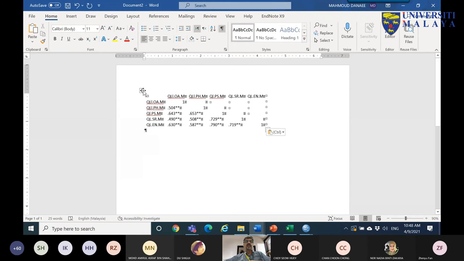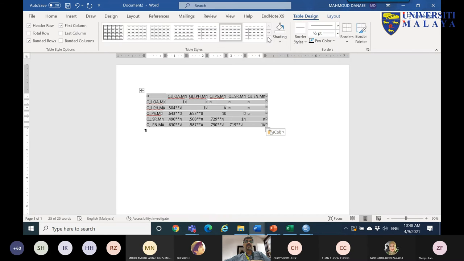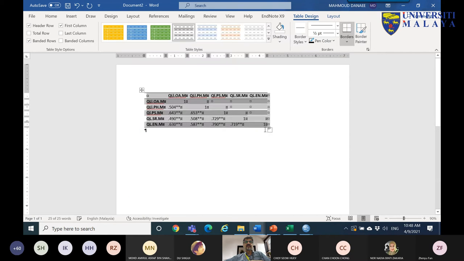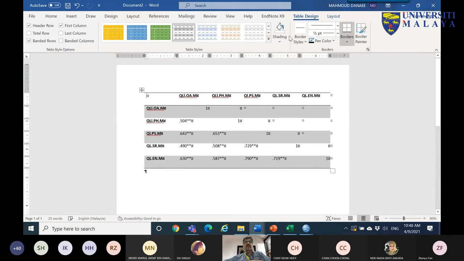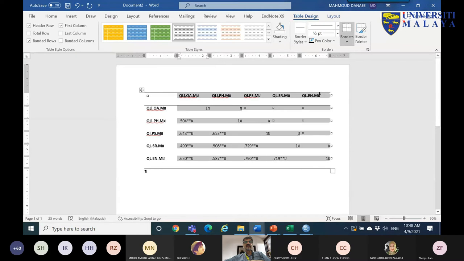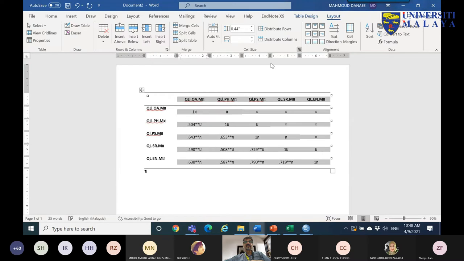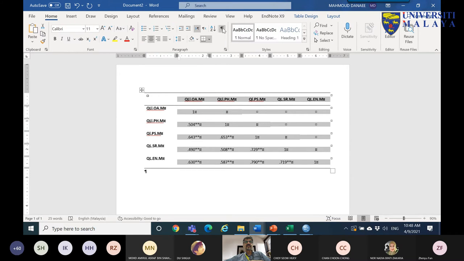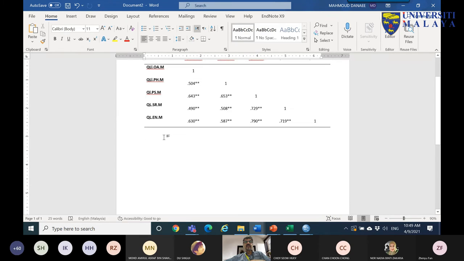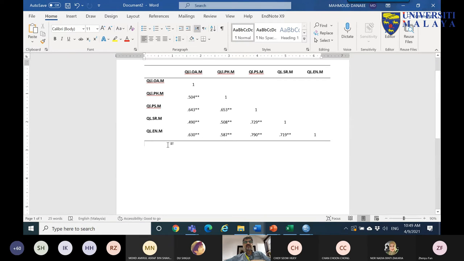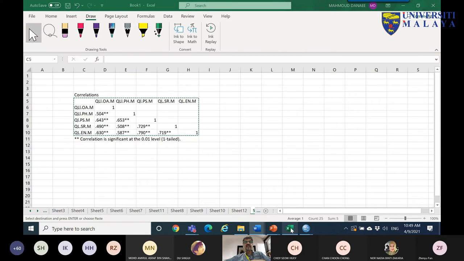Control V, double click, and then select the format, table. That's all. So remove the shadings, and then centralize it. So this is what we call a correlation matrix. Two stars or asterisks mean your results are significant at 0.0.